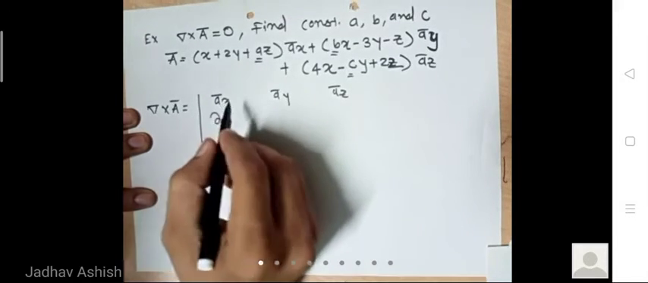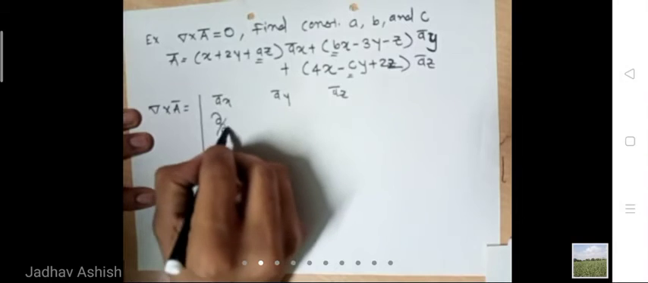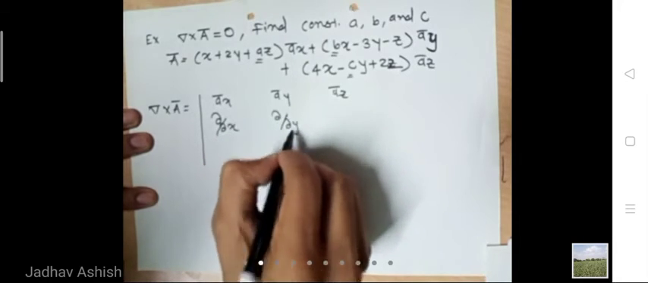In the second row, all those partial derivatives with respect to x, dou by dou y.